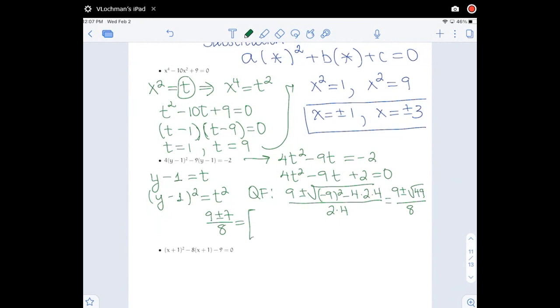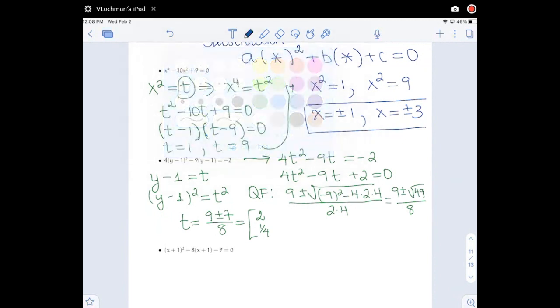Okay. 9 plus 7, that's 16. Divide by 8, that's 2. One answer is 2. 9 minus 7, that's 2. Divide by 8, that's 1/4. Okay. Now remember what we solved for. We solved for t.